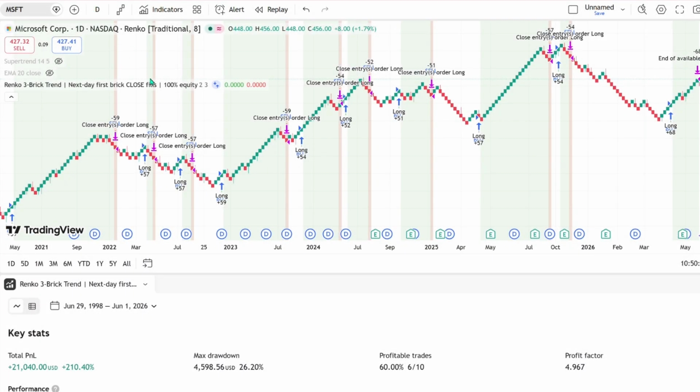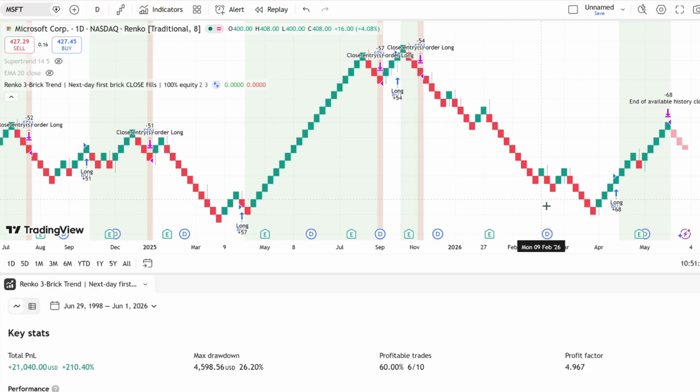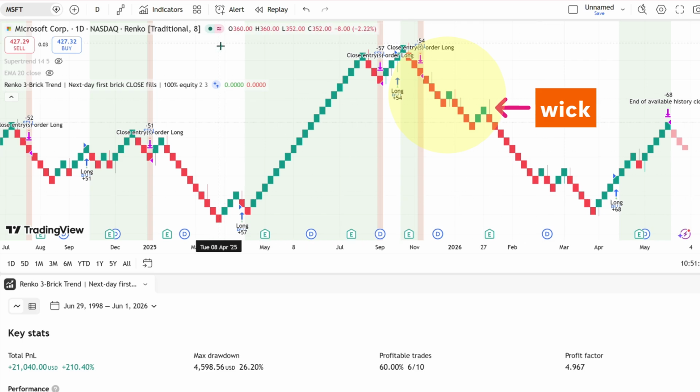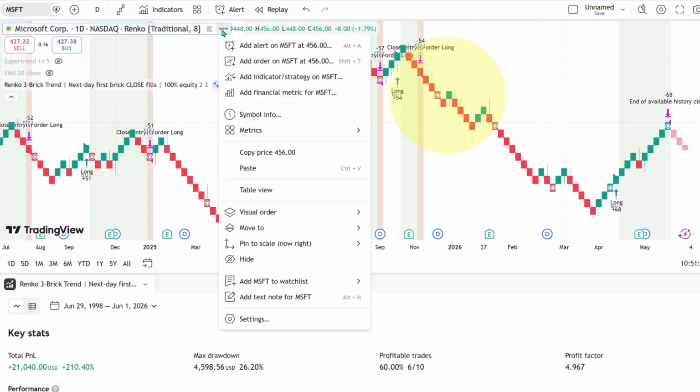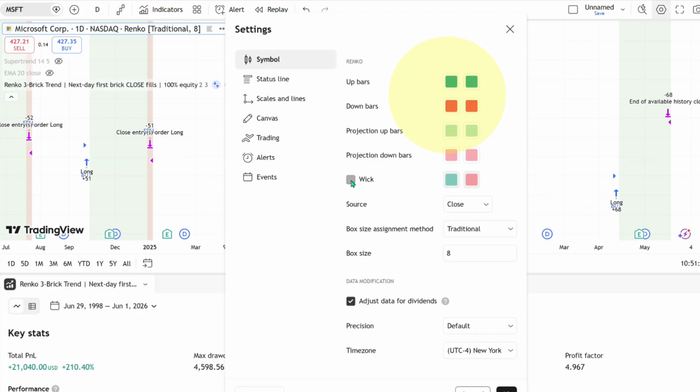Now let's talk about Wicks. This setting confuses a lot of traders. When Wicks are enabled, you can see price movement that occurred beyond the completed brick. That gives you additional information about what happened inside the move. When Wicks are disabled, the chart looks cleaner and simpler. Some traders love the extra detail. Others prefer the cleaner look.